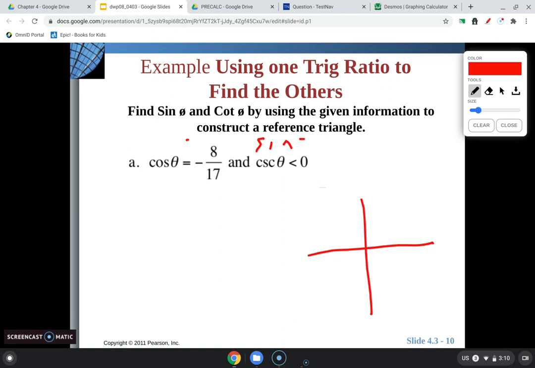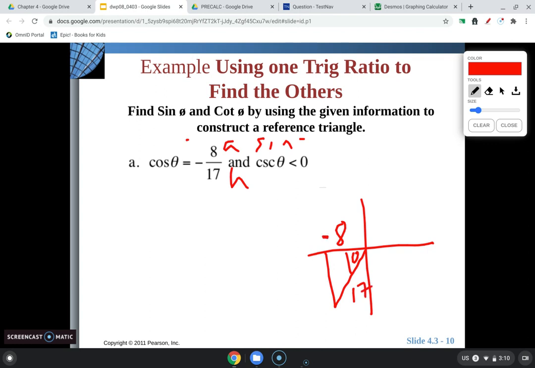No, quadrant 3. They're both negative. I'm sorry, we're in quadrant 3. So x and y are both negative. So cosine is adjacent over hypotenuse. So we're going to draw our reference triangle. Our angle goes with the horizontal. And cosine is 8, and the hypotenuse is 17.